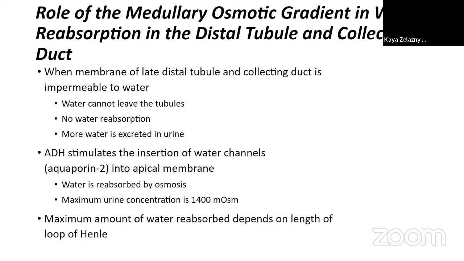The maximum amount of water that gets reabsorbed depends on the length of the loop of Henle. So basically, how deep into the medulla we can go and how concentrated that medulla gets. It's mainly a comparative comment, because some animals, like camels, have really long loops of Henle, and that's part of how they can conserve water so well. They can soak up all that water back into their blood, so it doesn't matter that they don't drink so much.